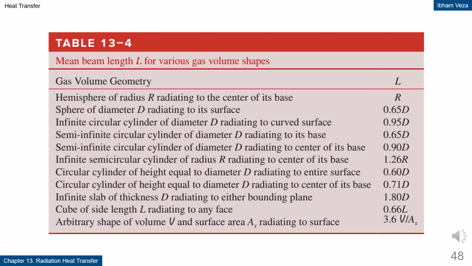Mean beam length. To simplify gas radiation analysis, the concept of mean beam length is used. This concept replaces complicated three-dimensional geometry with a single characteristic length. With this, emissivity charts can be used directly. This value depends on the geometry of the system. This approach is very practical for engineering applications.